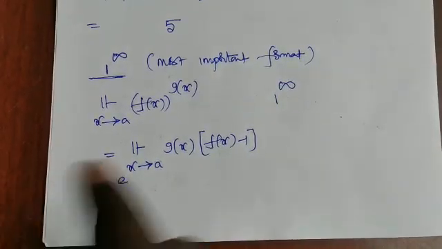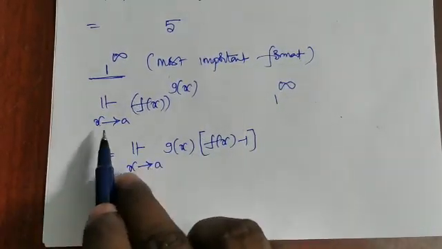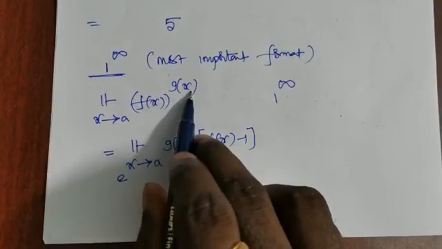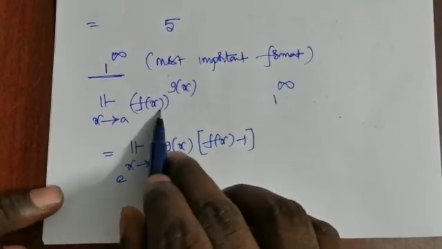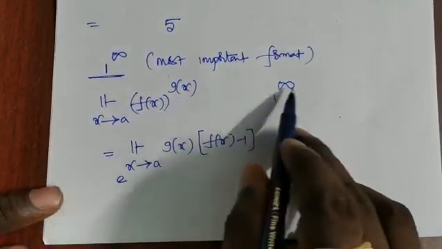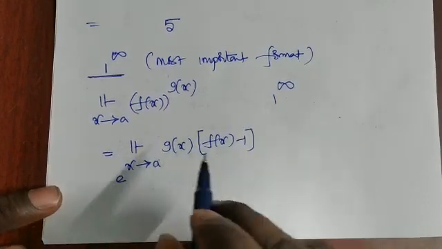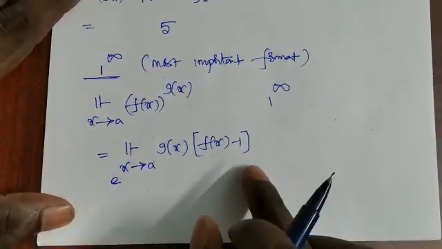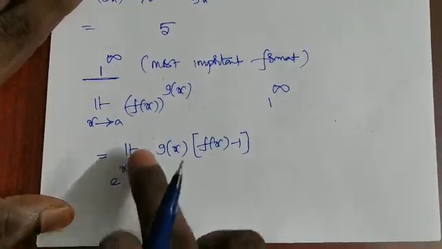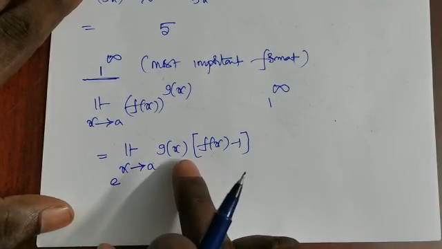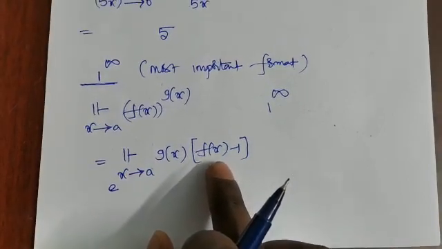When you use this formula, if the limit is in the form of limit x tends to a f of x whole power g of x, the f of x approaches 1 and g of x approaches infinity, then only we can use this equation, that is e power limit x tends to a g of x into f of x minus 1.